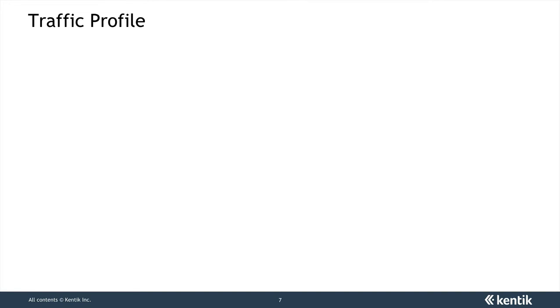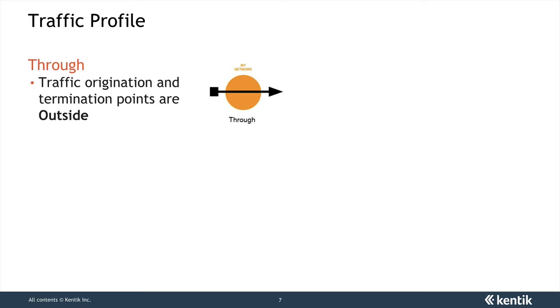The traffic profile dimension is derived from the traffic origination and termination and adds directionality to traffic flow into the following categories. Through traffic is traffic that is coming from outside of the network and terminates outside of the network. Sometimes known as transit traffic, it is traffic that has an origination and termination dimension that is outside, or traffic that has a source and destination external to your network.